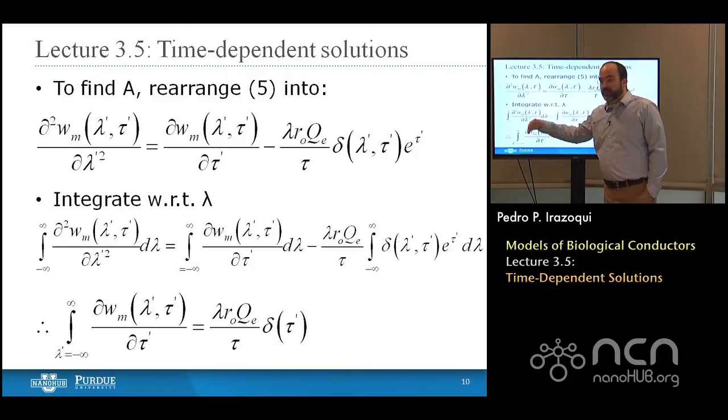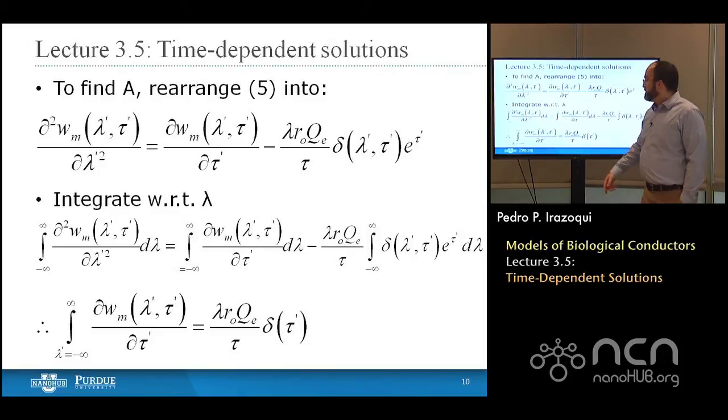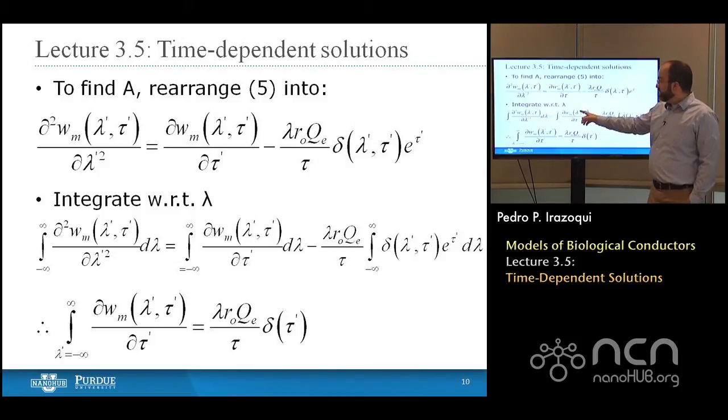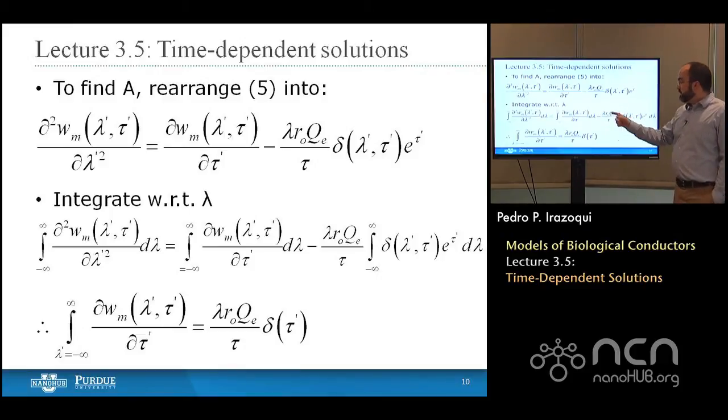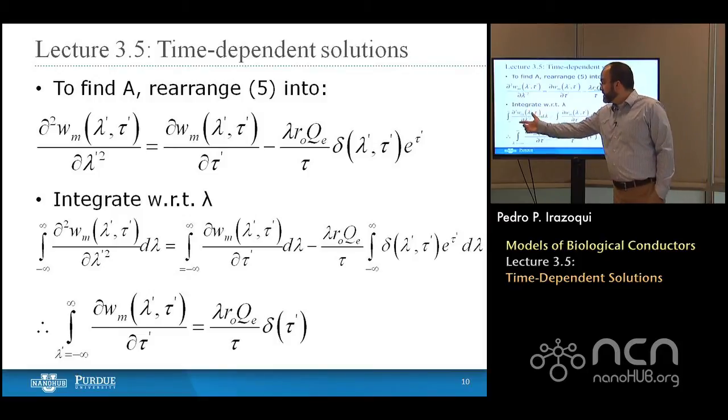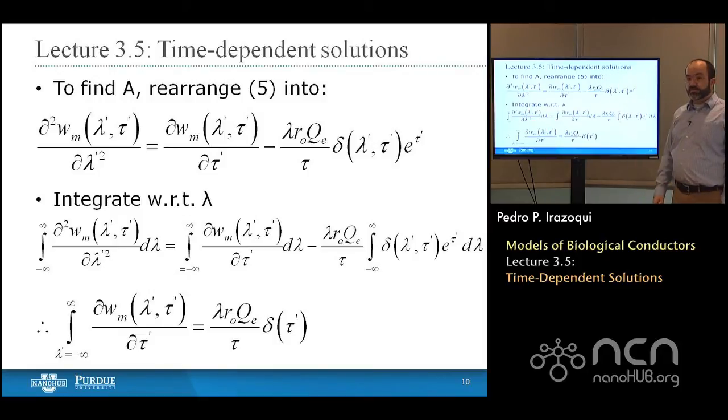So you're going to take the integral from minus infinity to infinity of the second derivative of W sub m, which is equal to the integral from minus infinity to infinity, with respect to lambda, of the first derivative of W sub m with respect to time, minus lambda rho QE over tau. This comes out because it's all a constant times the integral from minus infinity to infinity of the impulse function multiplied times e to the tau prime. Okay, now the left-hand term in this equation will go to 0.